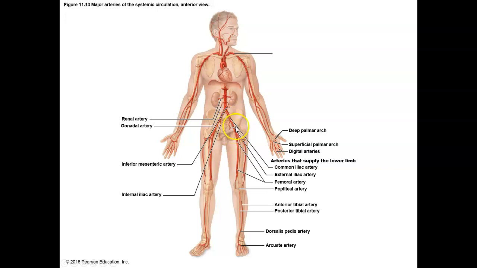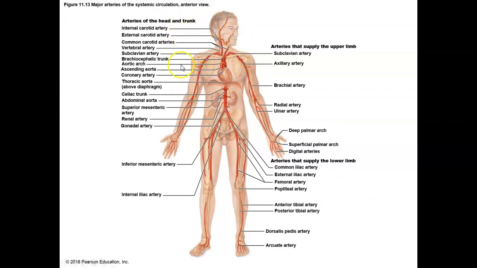Then we have an internal iliac artery and external iliac artery. As this moves down, it becomes the femoral artery. And this femoral artery, eventually when it goes by that patellar area, becomes the popliteal artery, and then it splits and becomes the anterior and posterior tibial arteries, which will then eventually feed the feet.